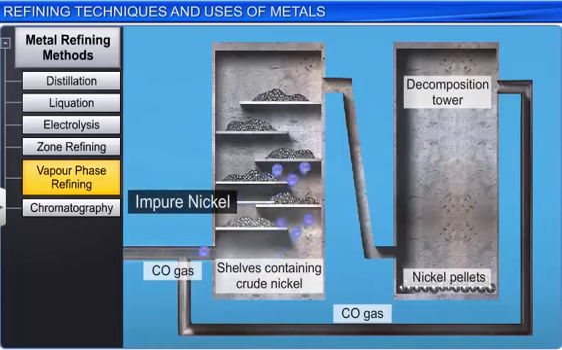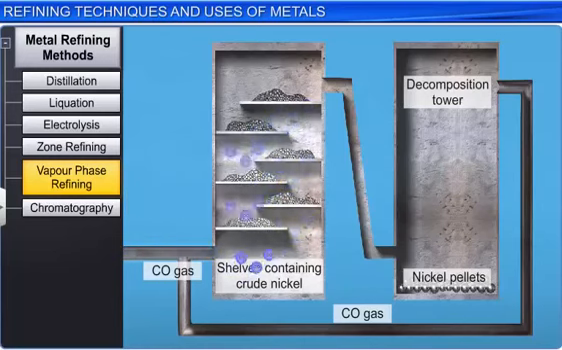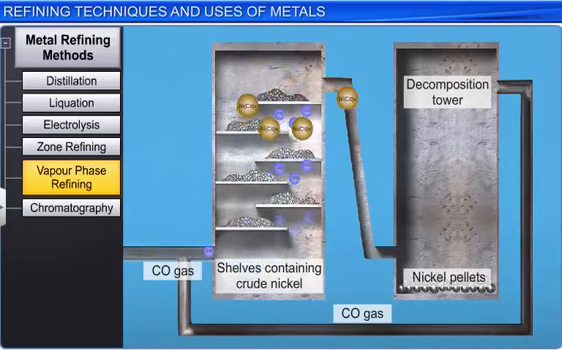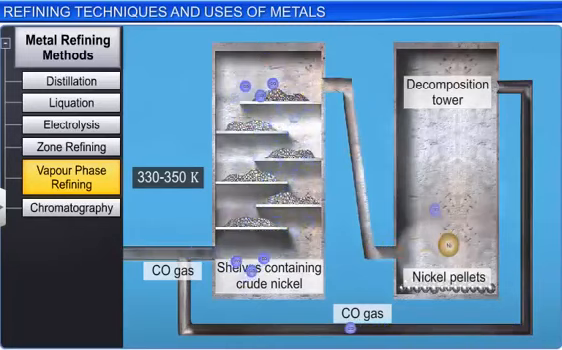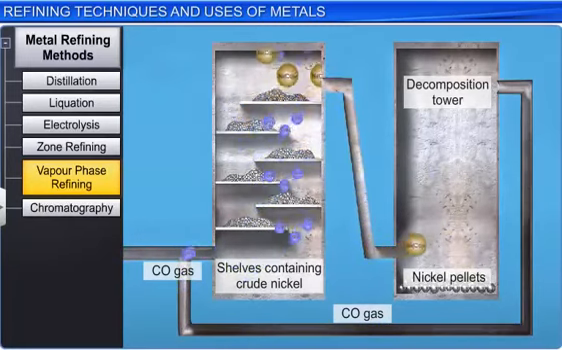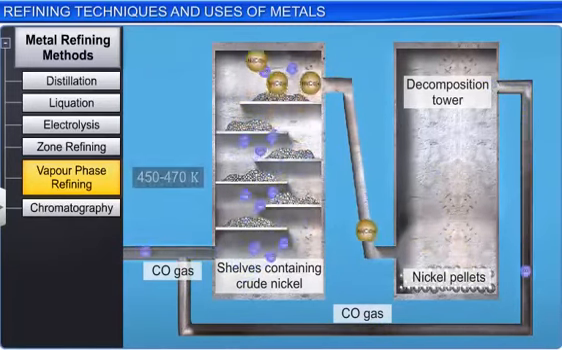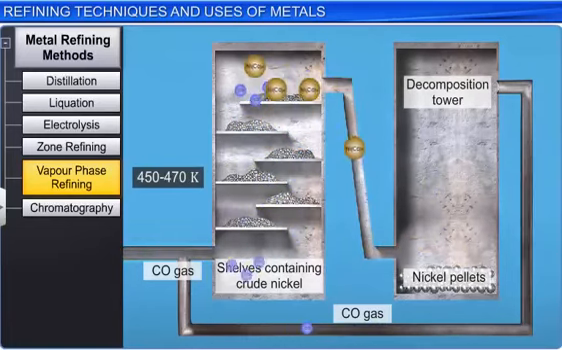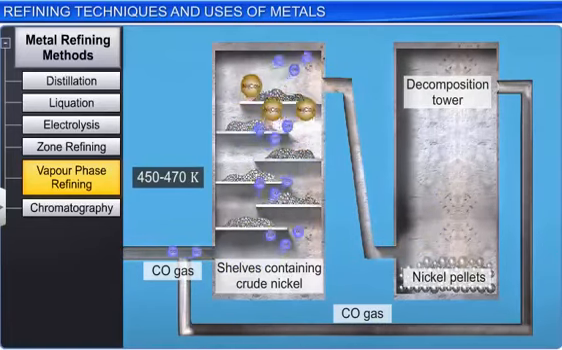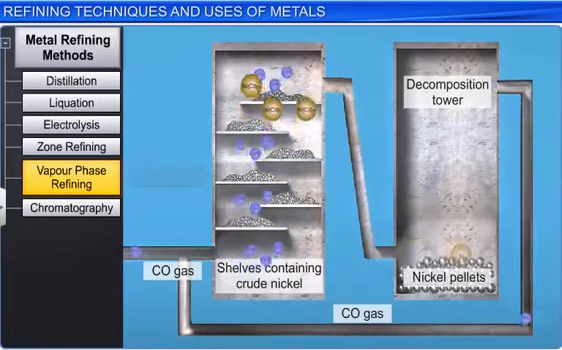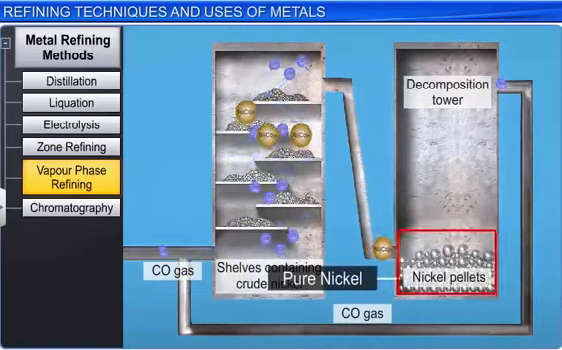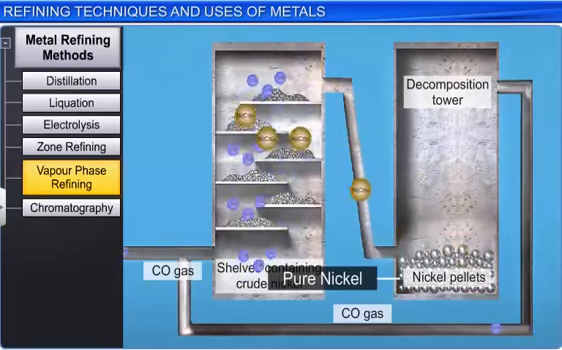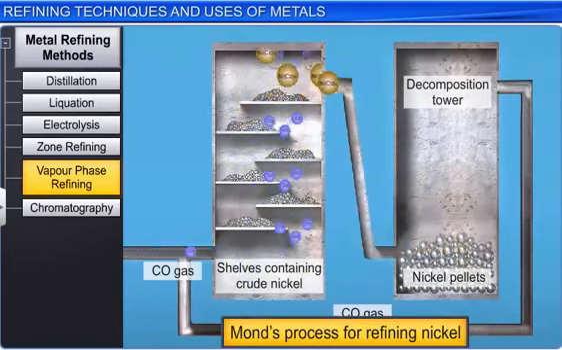Nickel reacts with carbon monoxide to form a volatile nickel tetracarbonyl complex at a temperature of 330 to 350 Kelvin. The nickel tetracarbonyl is then heated to 450 to 470 Kelvin, where it decomposes to give pure nickel and carbon monoxide. This method is known as Mond process for refining nickel.